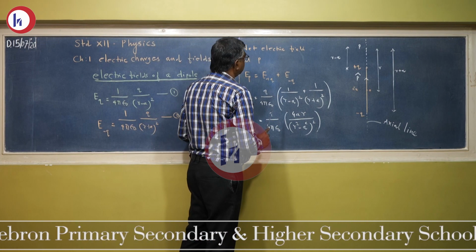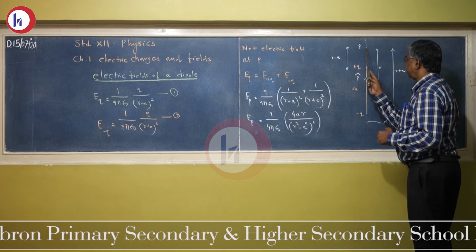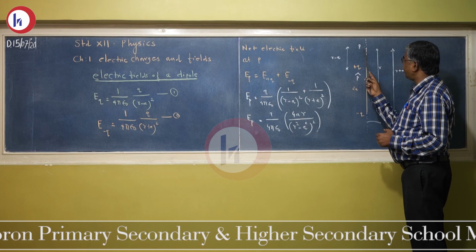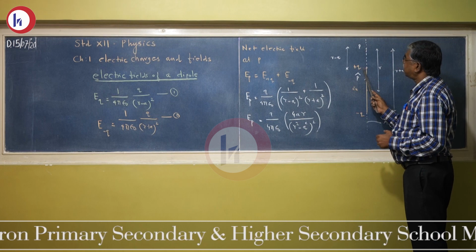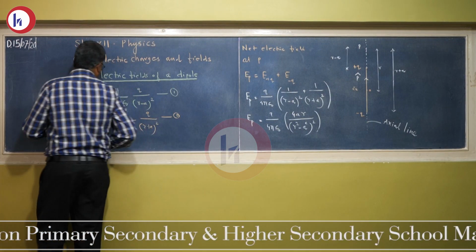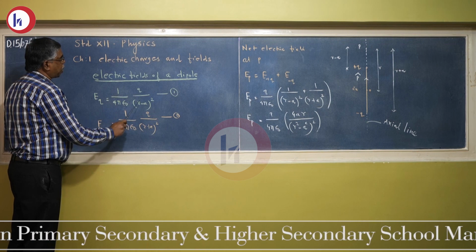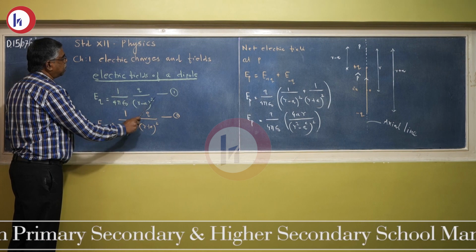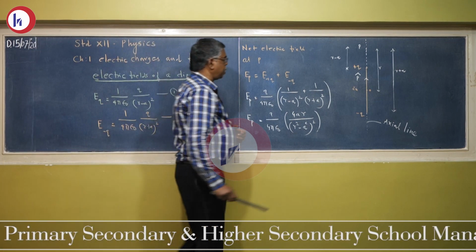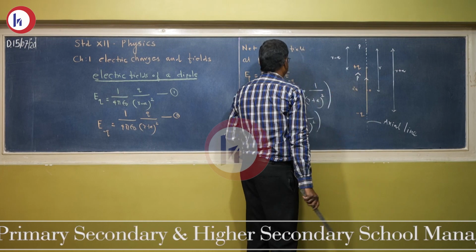I repeat once again. We have to find the electric field at the given point P on the axial line. First find the electric field due to the positive charge, which is given by 1 upon 4 pi epsilon 0 into q upon (r minus a) whole square. Let it be equation number 1. The distance of point P from the positive charge is r minus a.